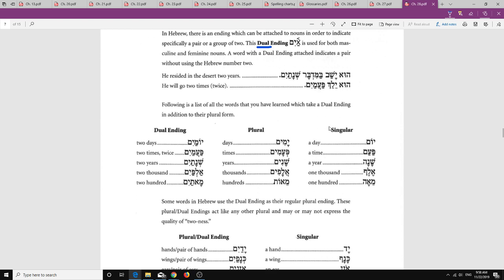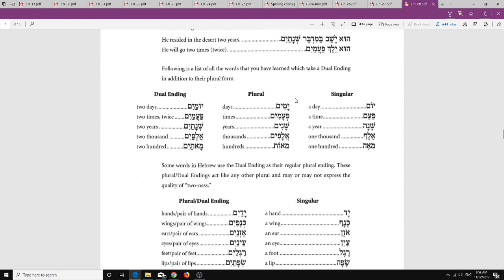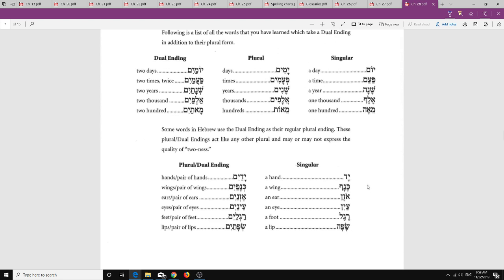Okay. Should be pretty straightforward and familiar, since we've already talked about this before. But now we have a lot more vocab words to see this. You can see it's very common to be used with time, right? Also with numbers, so things like 1,000, 100. And it is also common for body parts that you have 2 of. So hands, wings, ears, eyes, feet, lips will typically be in the dual.